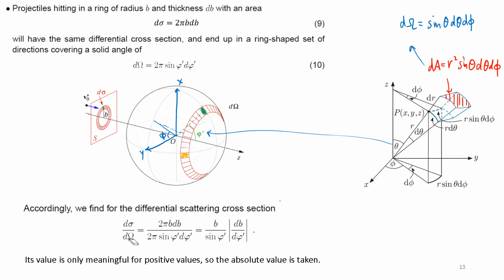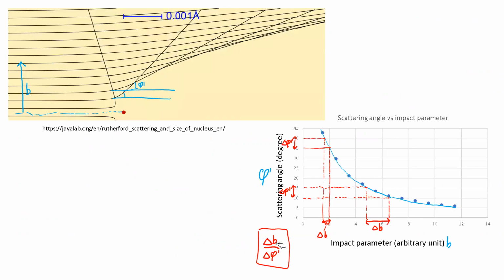It's just written down over here. So dσ/dΩ is just taking the ratio between these two expressions here. Over here, you can see that I have this db/dφ′. Remember this db/dφ′, I gave you an example here already. That is to say that this is the ratio between this range of the scattering angle and the range of the impact parameter that you are allowed to take.